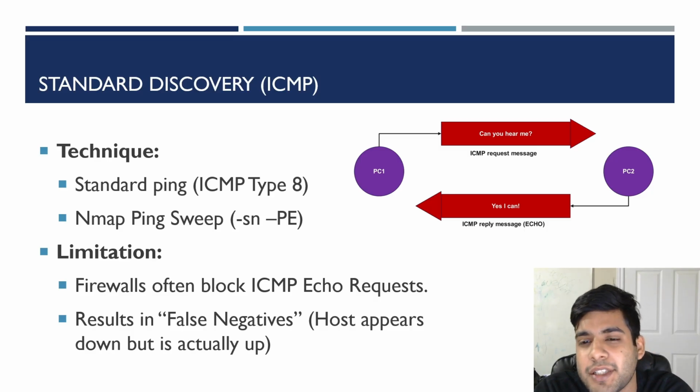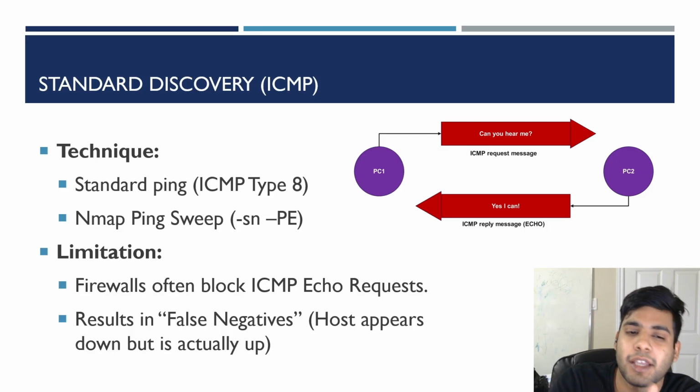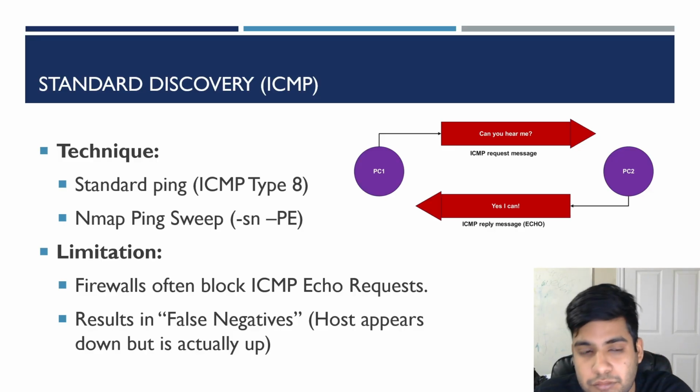And then in my additional exercises, I have explained how we can figure out the live hosts without ICMP. Let's say the firewall is blocking ICMP, what are the other ways you can get to know about the live hosts?